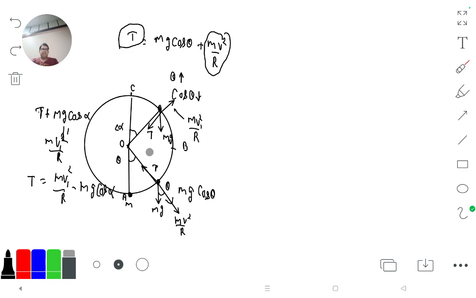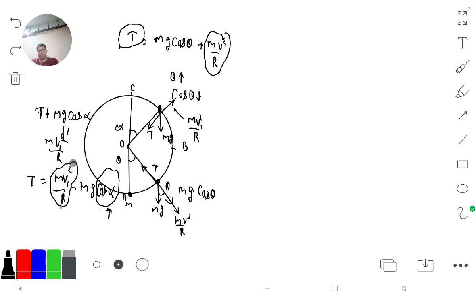Whenever we move from B to C, alpha decreases. Since alpha decreases, this term cos alpha will increase. This term increases, and we know whenever we move from B to C, kinetic energy will convert into potential energy. Therefore, v1 reduces, and this term also reduces. So we can say that tension reduces as we move from point B to point C.